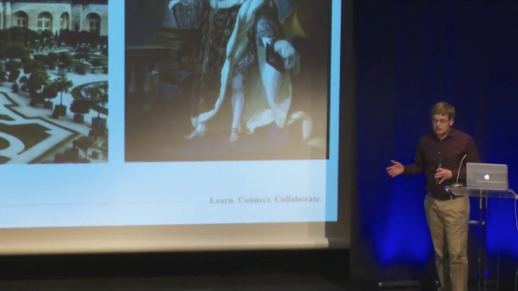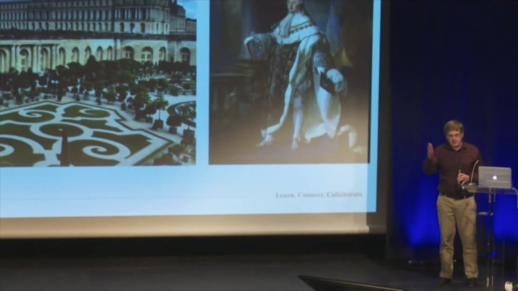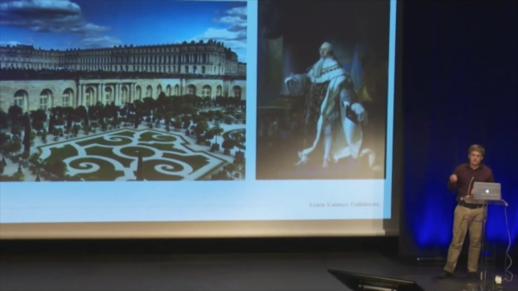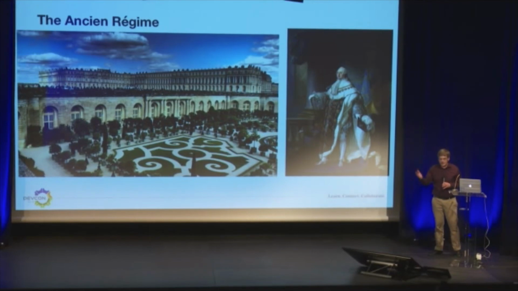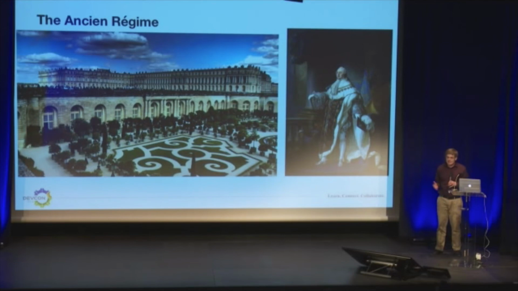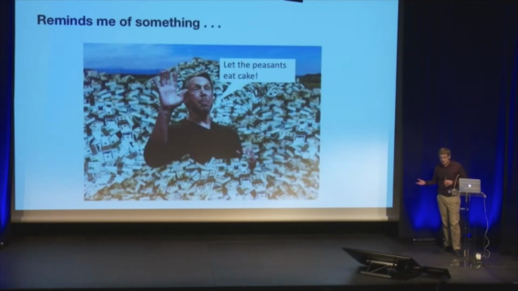In the late 18th century, the French monarchy was known as the ancient regime, and they had a reputation for greed, for excess, for a complete disregard of the welfare of the lives of the common people, generally hubris all around, which reminds me of the situation we have today with enterprise software.